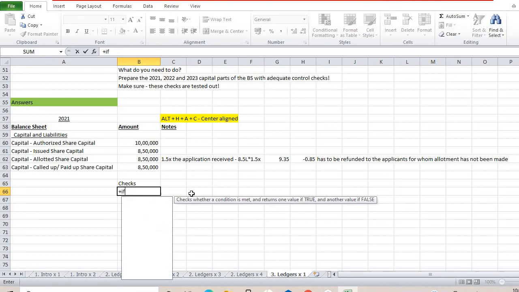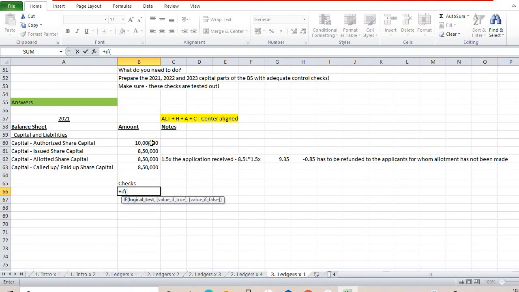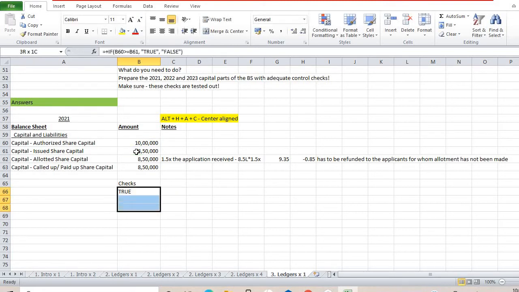The first check is an if check. If this amount is less than, it should be greater than or equal to this amount, then say true. I want you guys to do this on your own. Please do this on your own. Don't assume that you will be able to do this just because I'm able to do it. This comes with a lot of practice. So drag it down. This is the beautiful thing about these checks, right? If you drag it down, the checks will automatically drag down the cells. Okay, so all of the checks are good.